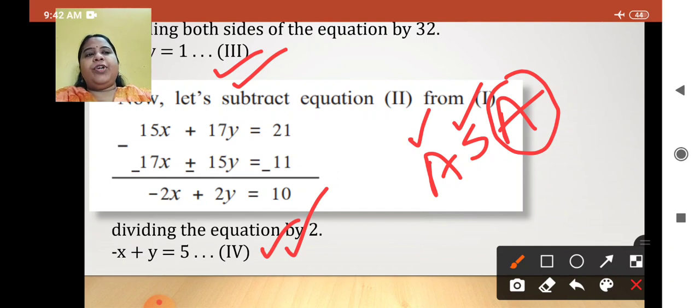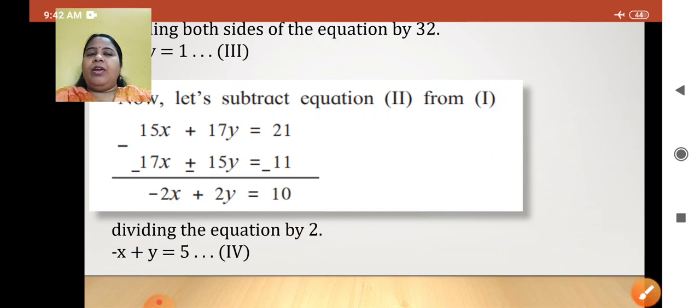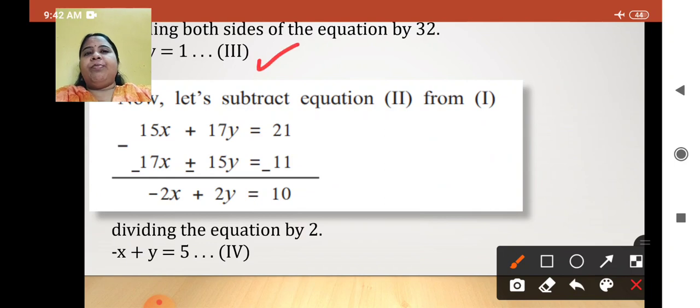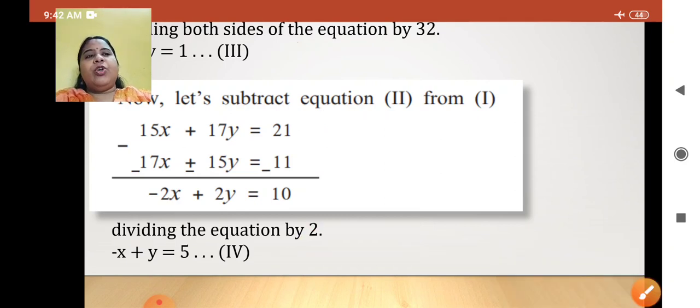What is to be done? First the two equations have to be added. From there I will get equation number 3. Then again those same two equations have to be subtracted. I will get equation number 4. Now the last step is to add these two equations 3 and 4 again.